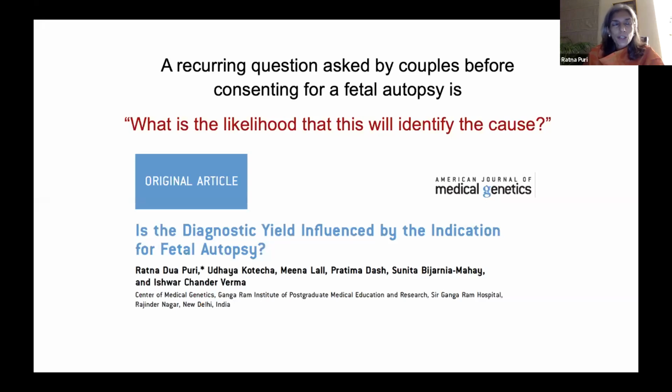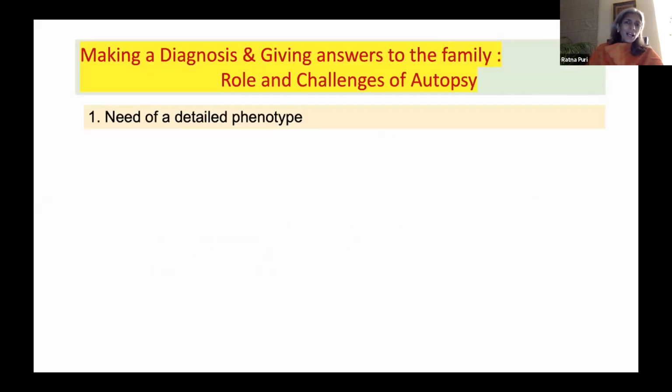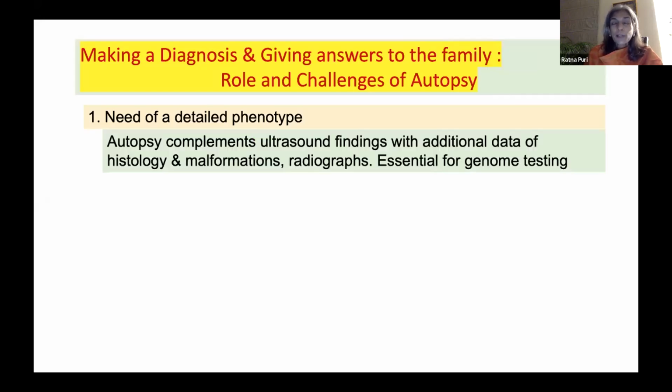And what were the different indications and the diagnostic yields in individual indications to guide families to answer that question. Now, what are the roles and challenges of an autopsy? I think the most important role of an autopsy is the need of a detailed phenotype for the fetus, because it does complement the ultrasound findings. There is enough data and literature to tell us that with the additional data of an external and internal examination of the fetus, histology, and radiographs, we do get additional data that was not identified in the ultrasound.